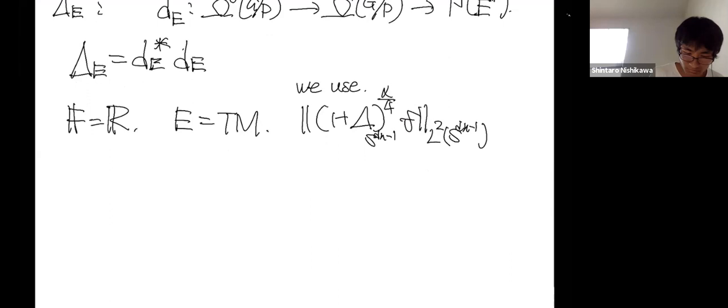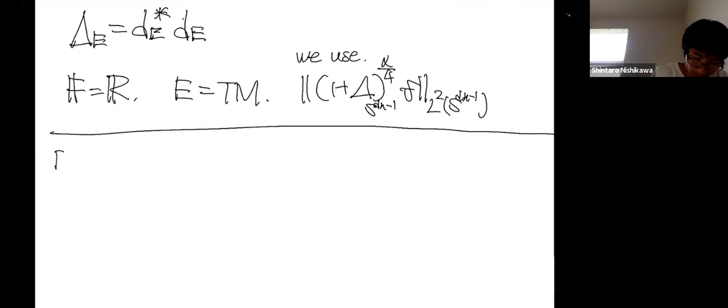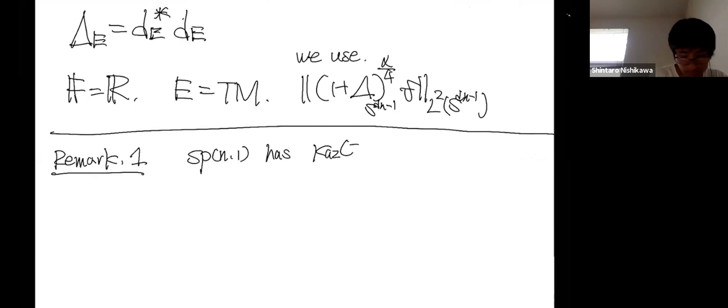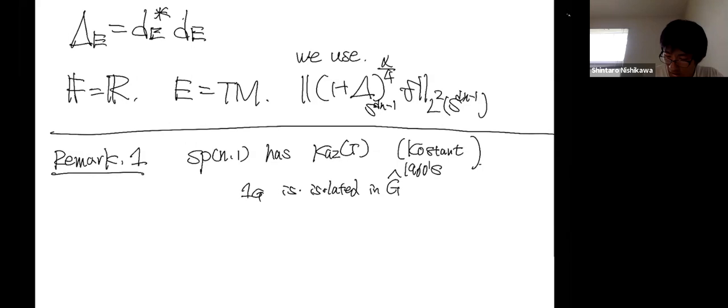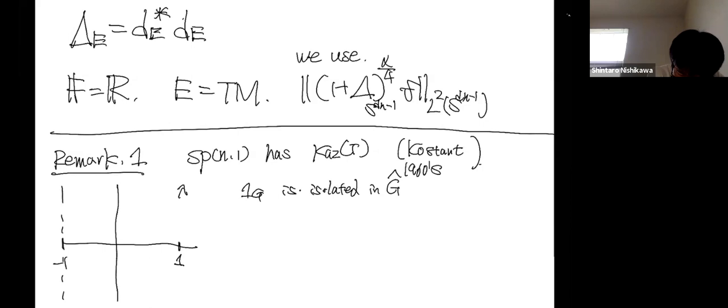Okay, I should quickly mention two remarks because it's an interesting thing. Sp(n,1) has Kazhdan's property T. This is a result by Kostant in the 1960s. So in other words, the trivial representation is isolated in the space of representations. And recall you have a vertical strip of lambda space, with one here and minus one. And here you have a canonical principal series representation.